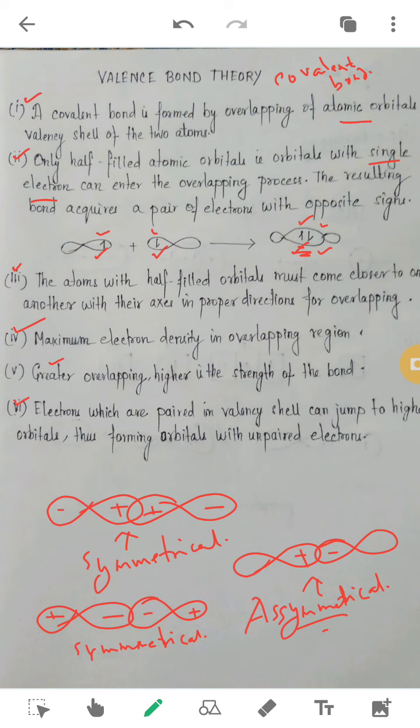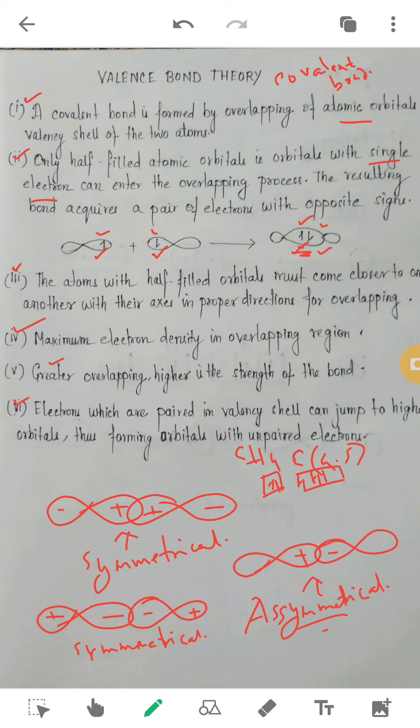The sixth one is that electrons which are paired in the valency shell can jump to higher orbitals, thus forming orbitals with unpaired electrons. What does that mean? Suppose we have the formation of CH4. Now carbon in the ground state, what is its configuration? The configuration goes in this way. I'll write it smaller. So it is 2s2 and 2p2. Okay, so in this way it is, right?